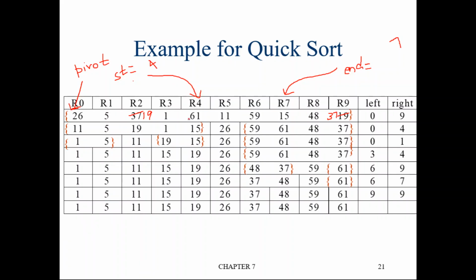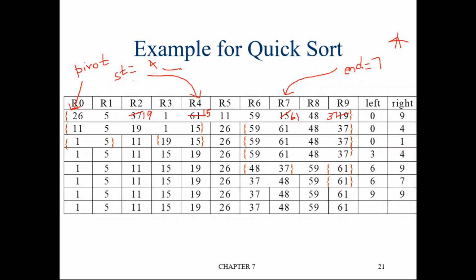It is less than. So swap whatever the element at start location, that should be swapped with the element at end location. Okay. So end is 7. So this element, what is here? 15 will come here and 61 will come here. Right. Okay. Again continue the process. Now the element at start location is what? 15. Is it less than or equal to the pivot element? Pivot is 26. Yes, it's less than or equal to pivot element.